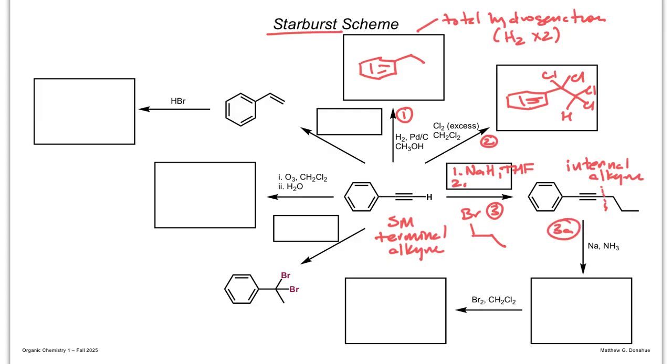So we can take that, treat with sodium and ammonia. That's the dissolving metal reduction. That will generate a trans alkene.